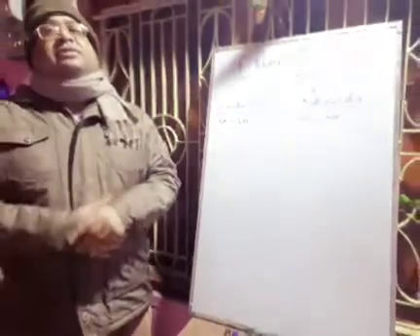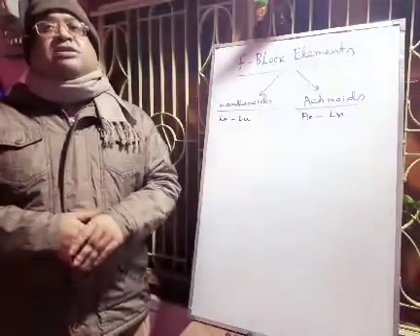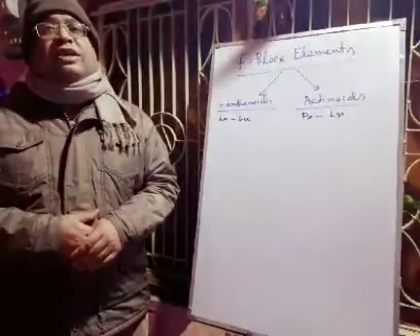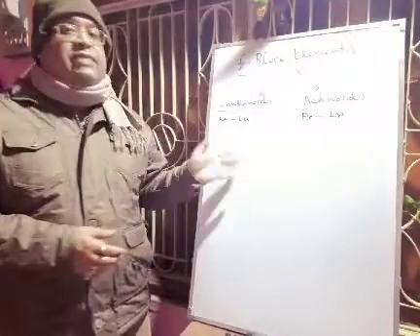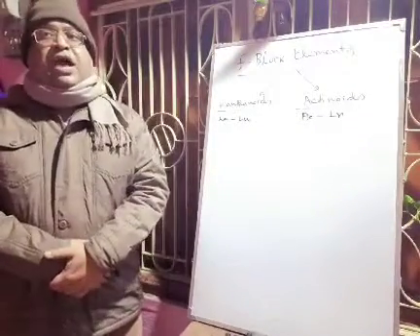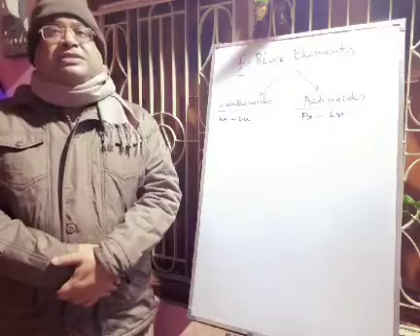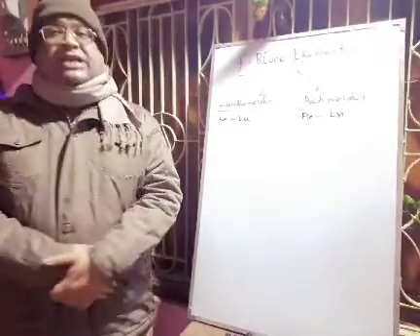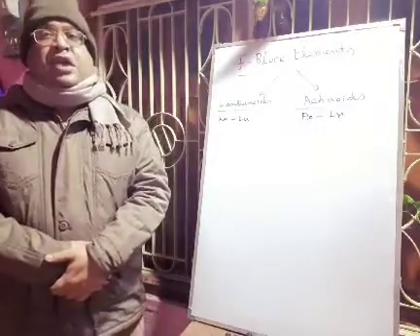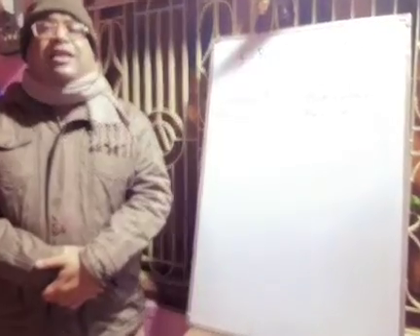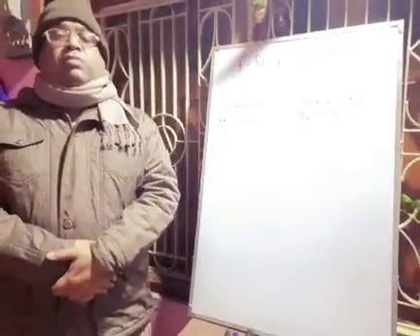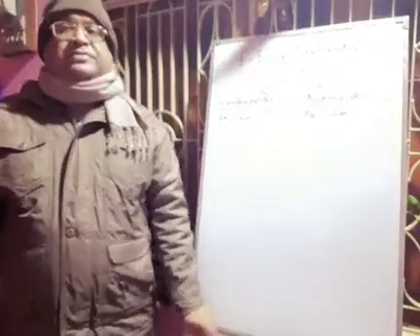Next, these elements are called lanthanides because these elements follow lanthanum. After lanthanum, cerium to lutetium is there, and they have similar properties to lanthanum. That is why they are called lanthanides. Next, we will discuss the general properties of lanthanides. First, we will discuss the electronic configuration.